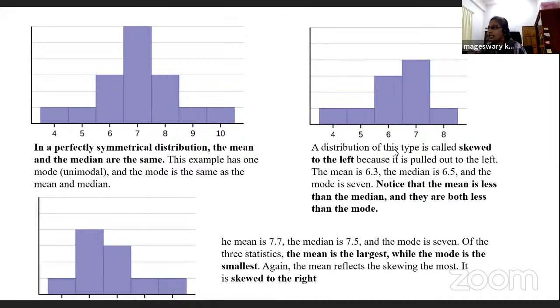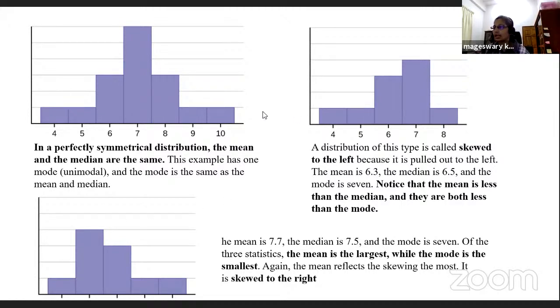But let's say you are having skewed. Let's say your mean is something like 7. Majority of the students are having less than 7. That means your students' attitude is poor. In this case, it's skewed to the right. Let's say your average value is 7, and majority of them are having more than 7. That means they are having a very positive attitude.